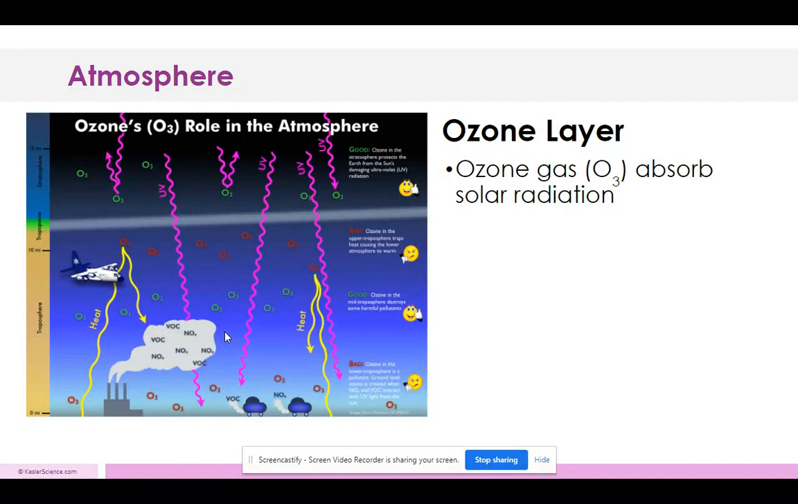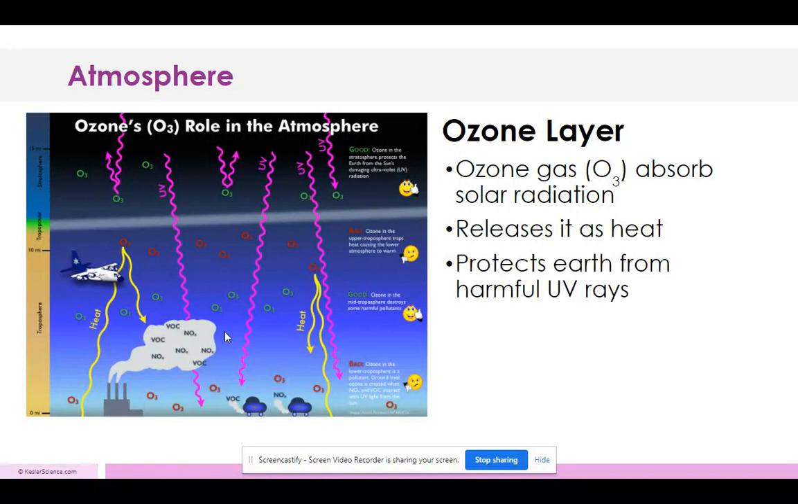The ozone layer absorbs solar radiation, so it helps block out the UVA and UVB rays that would cause skin cancer. It releases heat. That's why this sphere is so hot. It protects us from UV rays, ultraviolet rays. So if we didn't have the ozone layer, we would have lots of UV rays, lots of skin cancer, or our skin would be totally fried.